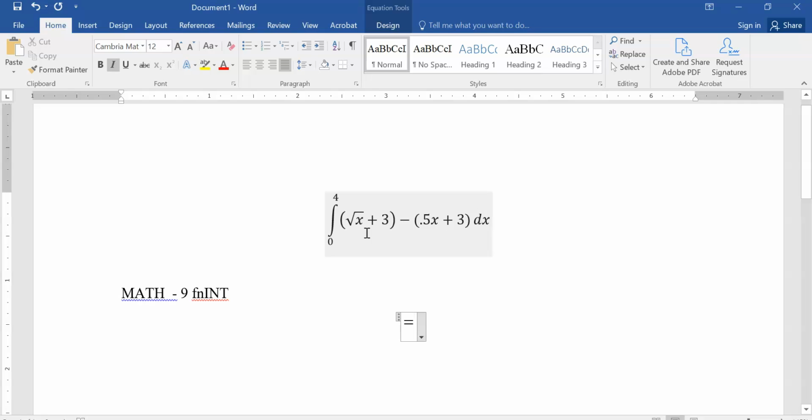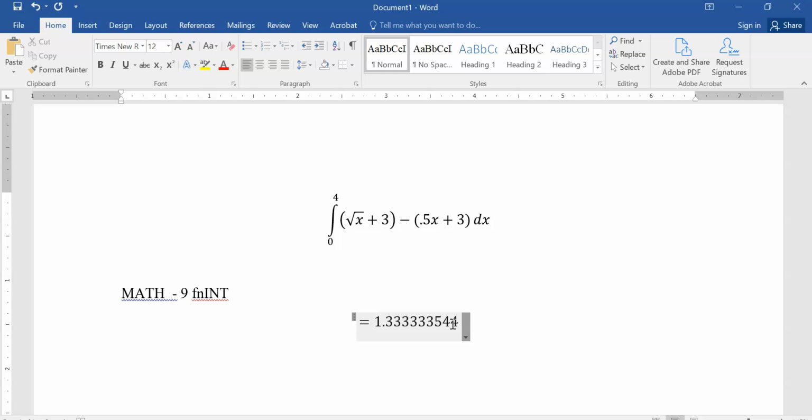So there's my integration. Integrating from 0 to 4, the square root of x plus 3 minus 0.5 x plus 3. When it's all said and done, when I put this in my calculator it actually gives me a kind of weird answer. My calculator gives me 1.333333 and then 544. So it looks like it's going to be 1 1/3 up until those very last decimals.